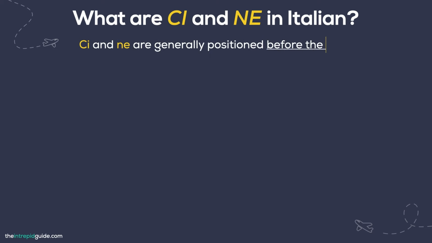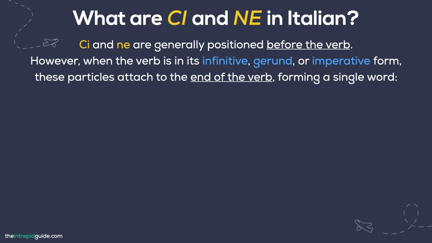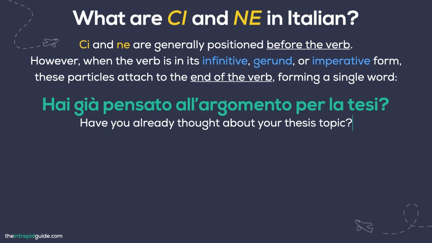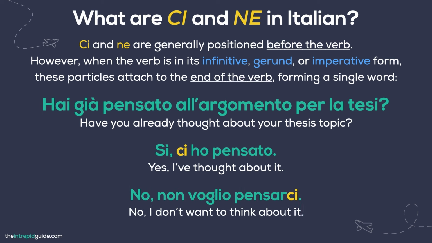Ci and ne are generally positioned before the verb. However, when the verb is in its infinitive, gerund, or imperative form, these particles attach to the end of the verb, forming a single word. For example, Hai già pensato all'argomento per la tesi? Have you already thought about your thesis topic? Sì, ci ho pensato. Yes, I've thought about it. No, non voglio pensarci. No, I don't want to think about it.